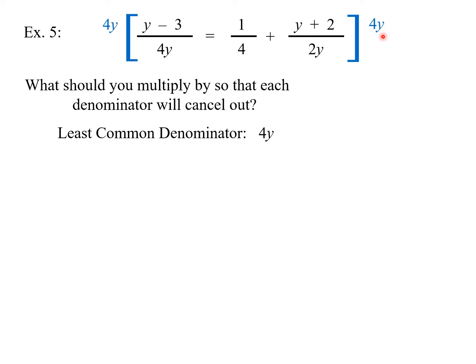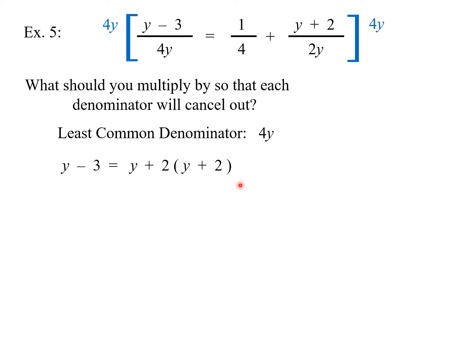But I'm going to multiply by 4y. On the left-hand side, the 4y's get canceled out, top and bottom, and I'm just left with y minus 3. Over here, for the first term, the 4's cancel out, just leaving y. In the second term, the y's cancel, the 4 cancels out the 2, leaving a 2 in the numerator. Okay. And what we get is 2 times the quantity y plus 2. So the first term is y minus 3 equals y plus 2 times the quantity y plus 2.